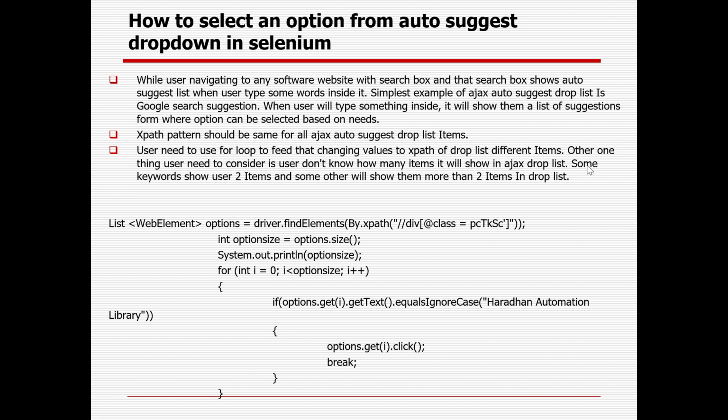While a user navigates to any software website with a search box, that search box shows an auto suggest list when the user types some word inside it. The simplest example of an Ajax auto suggest drop down list is Google search suggestion. When the user types something inside, it will show a list of suggestions from where options can be selected based on their requirement or need. The expected pattern should be the same for all Ajax auto suggest drop down items. So the user needs to use a loop to iterate over all the items, and as and when your requirement matches, you can immediately terminate the loop. So let's see how we can implement it.